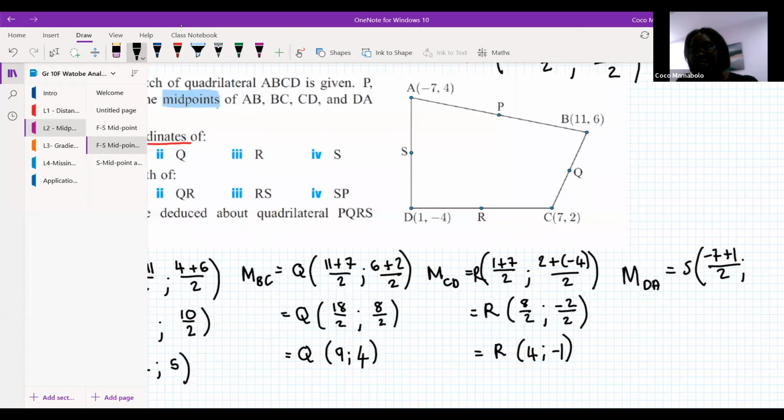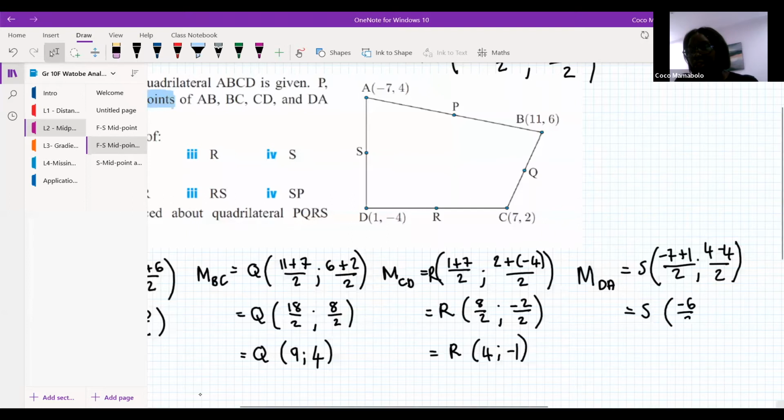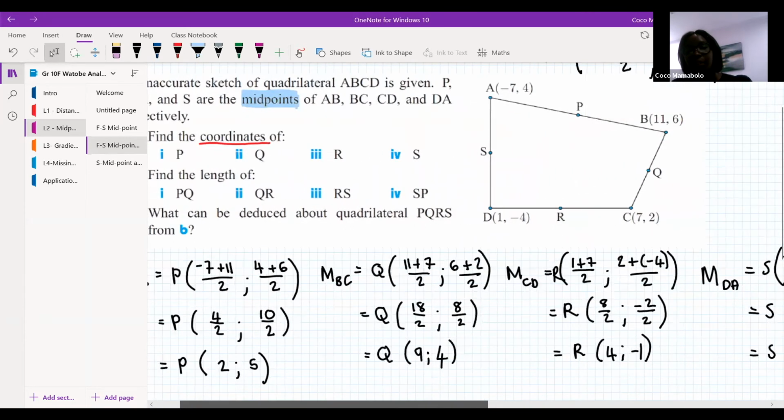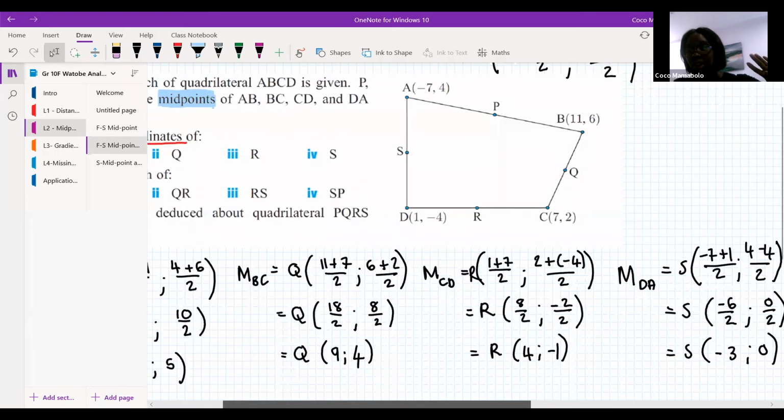Over 2 and 4 minus 4 over 2. I should move over a little bit more. S over 8 of 6 over 2, 0 over 2 is equal to S -3 and 0. Okay, so here are our 4 coordinates for P, Q, R, and S. Tell me, guys, score out of 4, how much did you get? Okay, these are P, Q, R, and S.